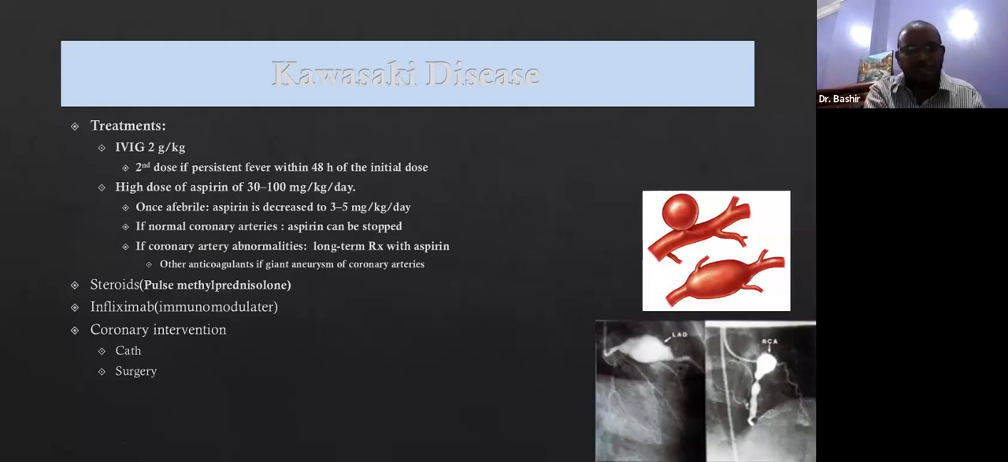high dose aspirin, 30 to 100 milligram per kg per day. And once the child is afebrile, aspirin should be decreased from the anti-inflammatory dose to the antiplatelet, low dose, 3 to 5 milligram per kg per day. If normal coronary artery, aspirin can be stopped after 6 to 8 weeks.